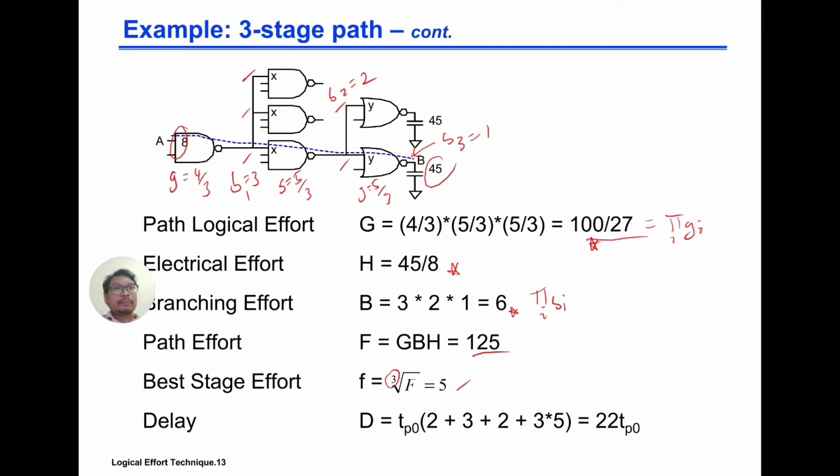So here is your P. Your P here is 2, your P here is 3, and here P equals 2. So your total parasitic is 2 plus 3 plus 2. This is your P, and here is your small f. We have 3 gates there, so the total is 22 tau P0.